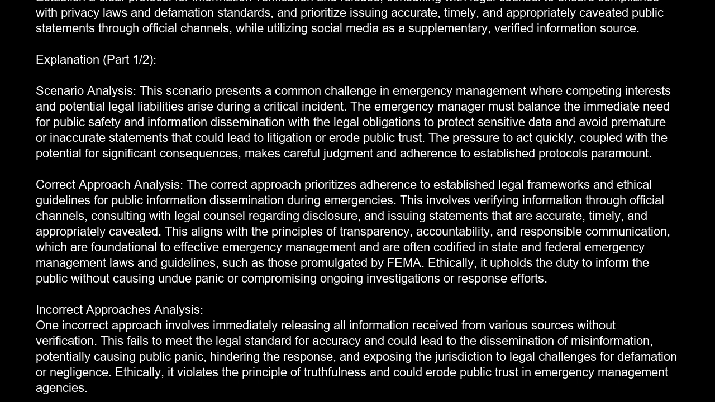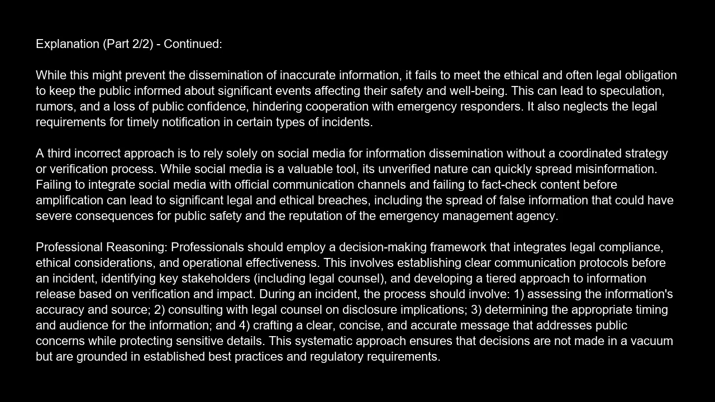Another incorrect approach is to withhold all information until the incident is completely resolved and all facts are definitively established. While this might prevent the dissemination of inaccurate information, it fails to meet the ethical and often legal obligation to keep the public informed about significant events affecting their safety and well-being. This can lead to speculation, rumors, and a loss of public confidence, hindering cooperation with emergency responders. It also neglects the legal requirements for timely notification in certain types of incidents.